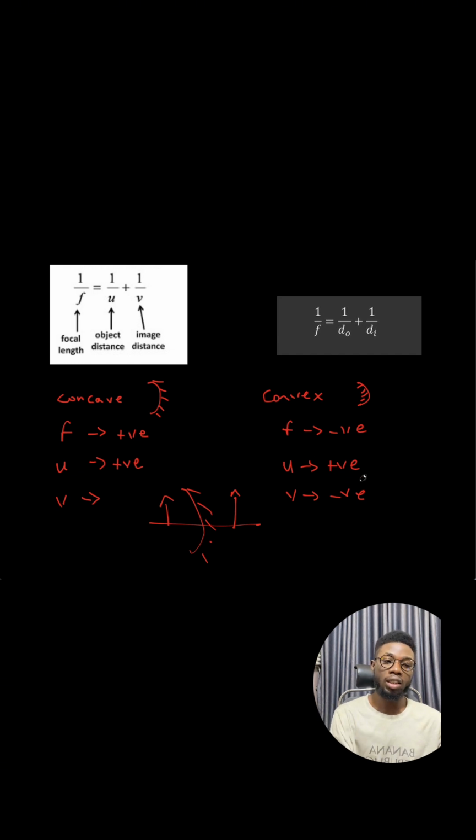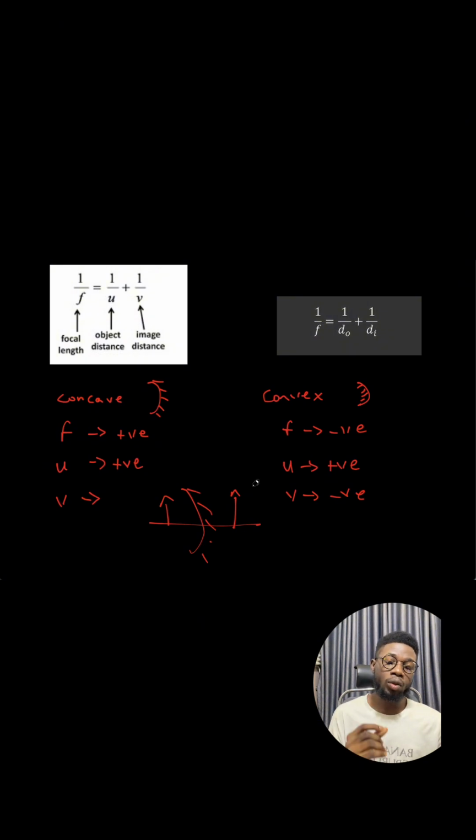And for the convex mirror, it stands sure. This F is always going to be negative and V is always going to be negative. When you are using this formula, I'm repeating it: just insert them with the signs like that inside this formula, and you would be fine. And that's how you use the mirror formula.